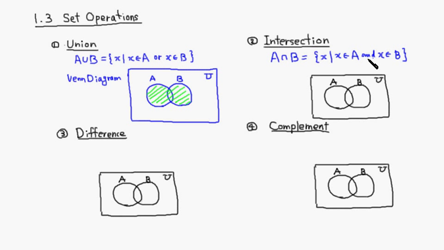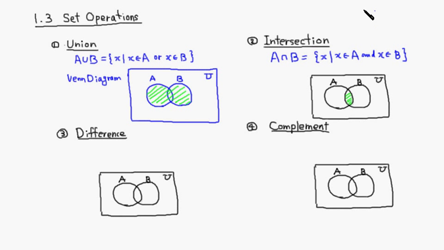So the elements have to belong to both A and B. If you want to shade that, here's the region. It has to be in A and B at the same time.